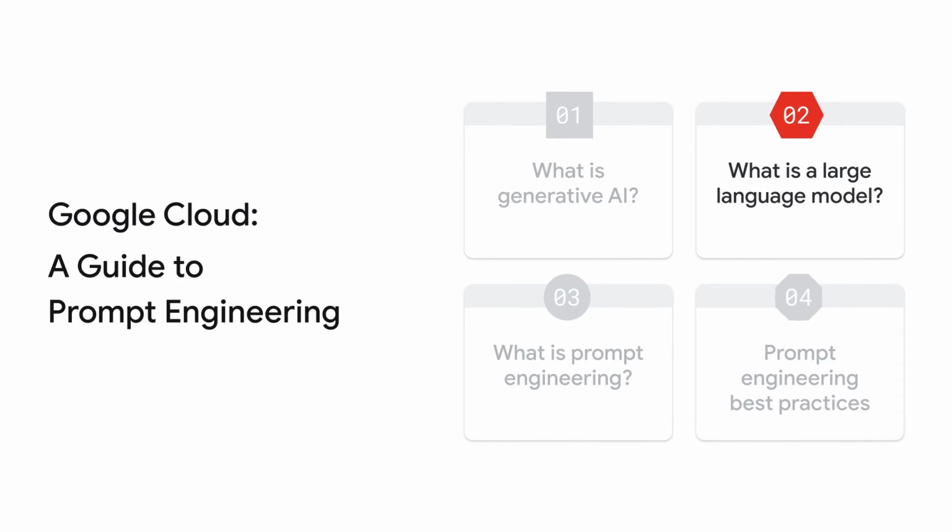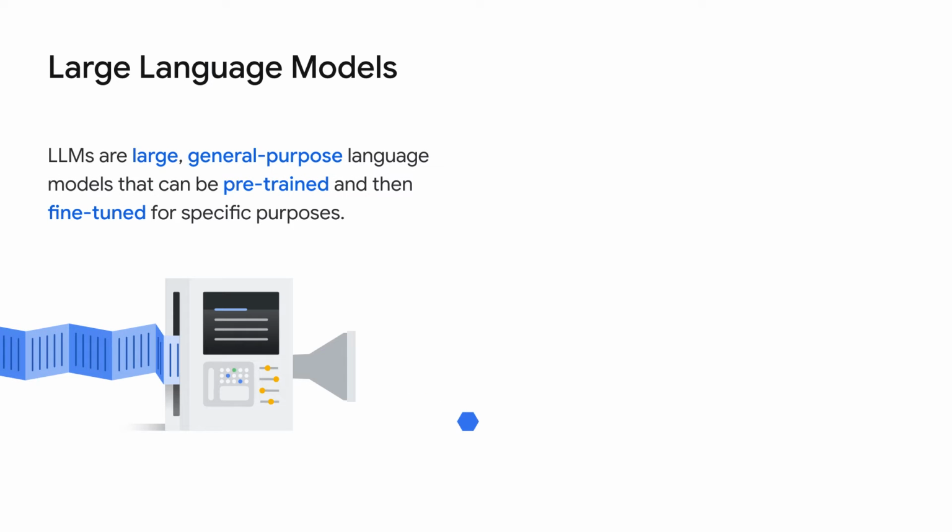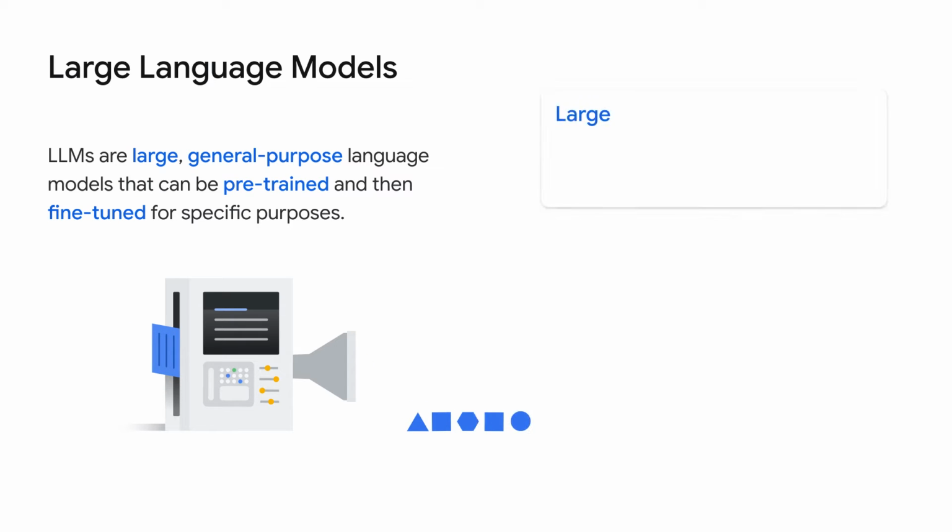Let's spend some time exploring large language models, which are highly sophisticated computer programs trained on gigantic amounts of data that can be in the text or image format. But how are they trained? And why do they need training at all? Large language models refer to large general-purpose language models that can be pre-trained and then fine-tuned for specific purposes. In this context, large refers to the size of the training dataset, which can sometimes be in the petabyte scale, and the number of parameters.